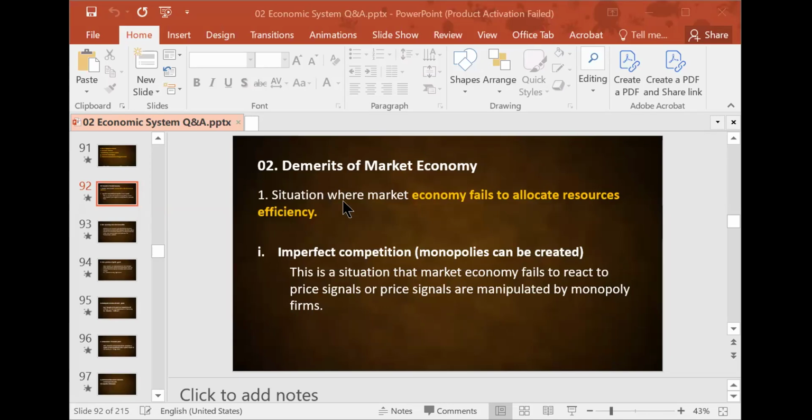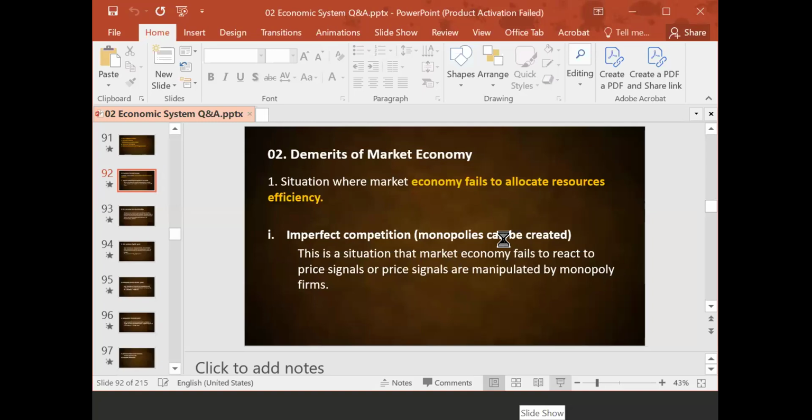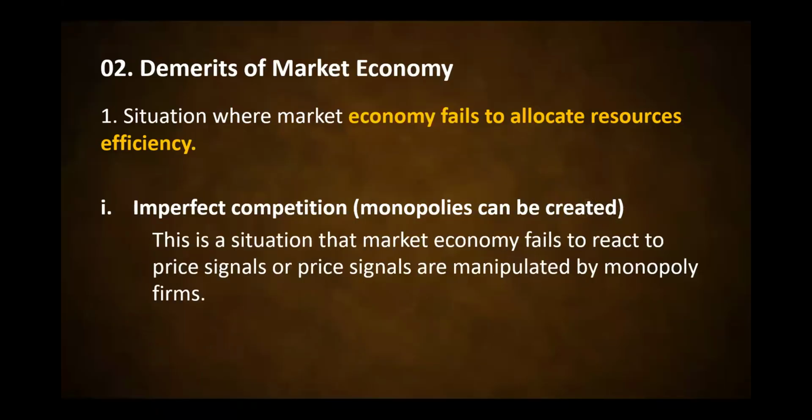First one, write down situations where market economy fails to allocate resources efficiently. Situations where market economy fails to allocate resources efficiently. Right. Second one. So we'll read under that.